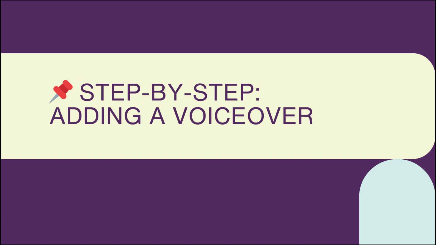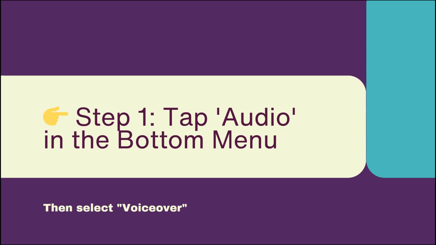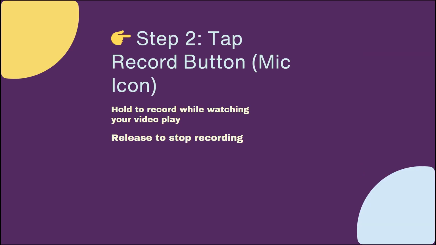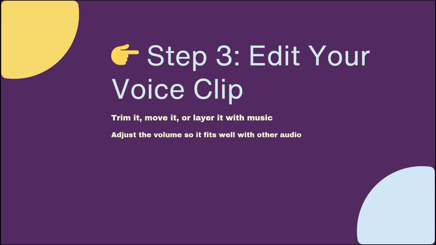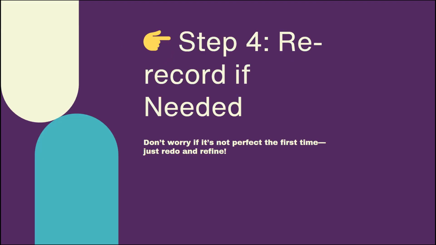So here are the step-by-steps to add a voiceover. The steps described here are more for a mobile version, and then when we switch over to CapCut, I will show you how to do it in the desktop version. So first step, you're going to tap audio in the bottom menu and then select voiceover. Now you're going to tap the record button, so hold to record while you're watching your video play, and then you can release to stop recording. Then you're going to edit your clip, trim it, move it, layer it with your music, adjust the volume so it fits well with any other audio that you use. And then re-record if you need to. Don't worry if it's not perfect the first time, just redo it, refine it.